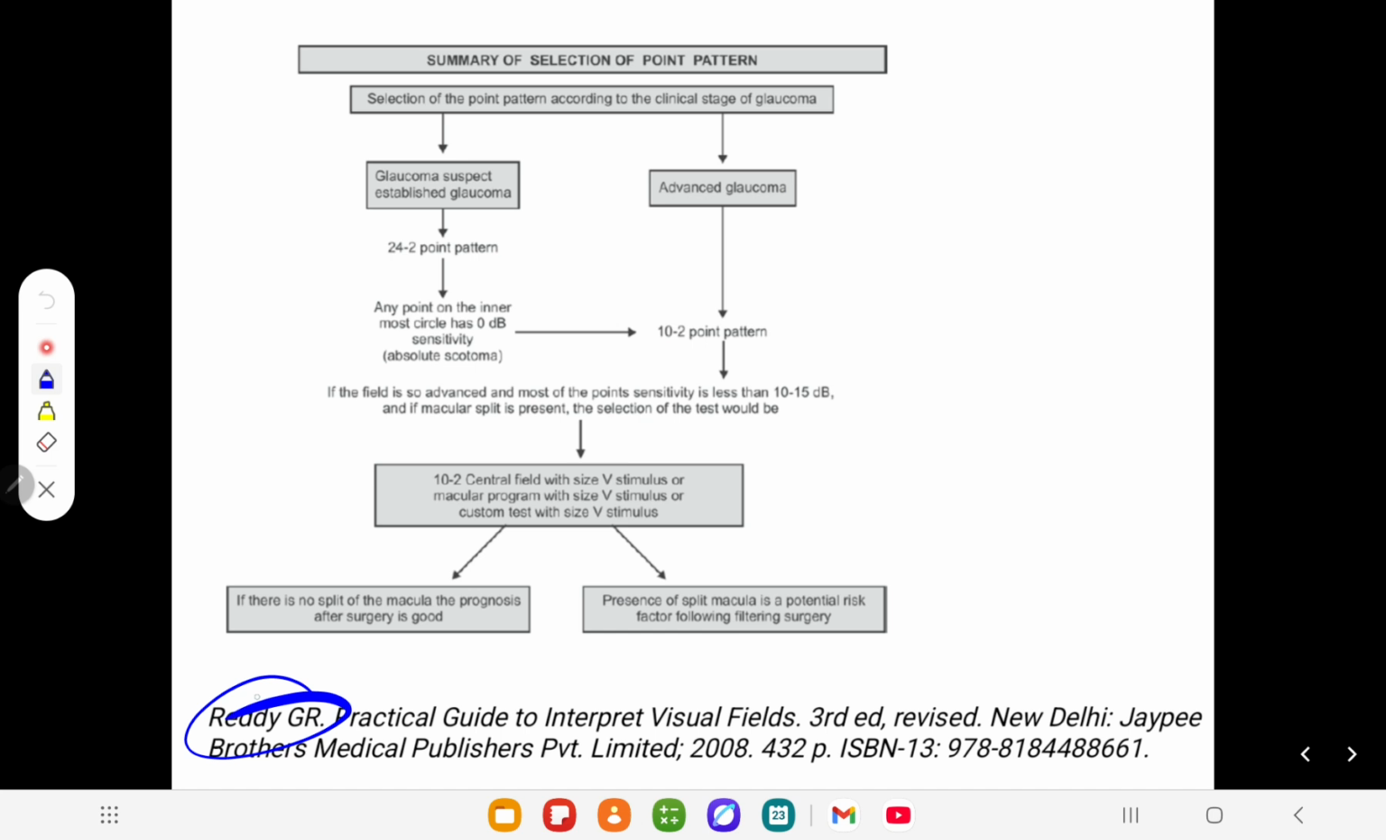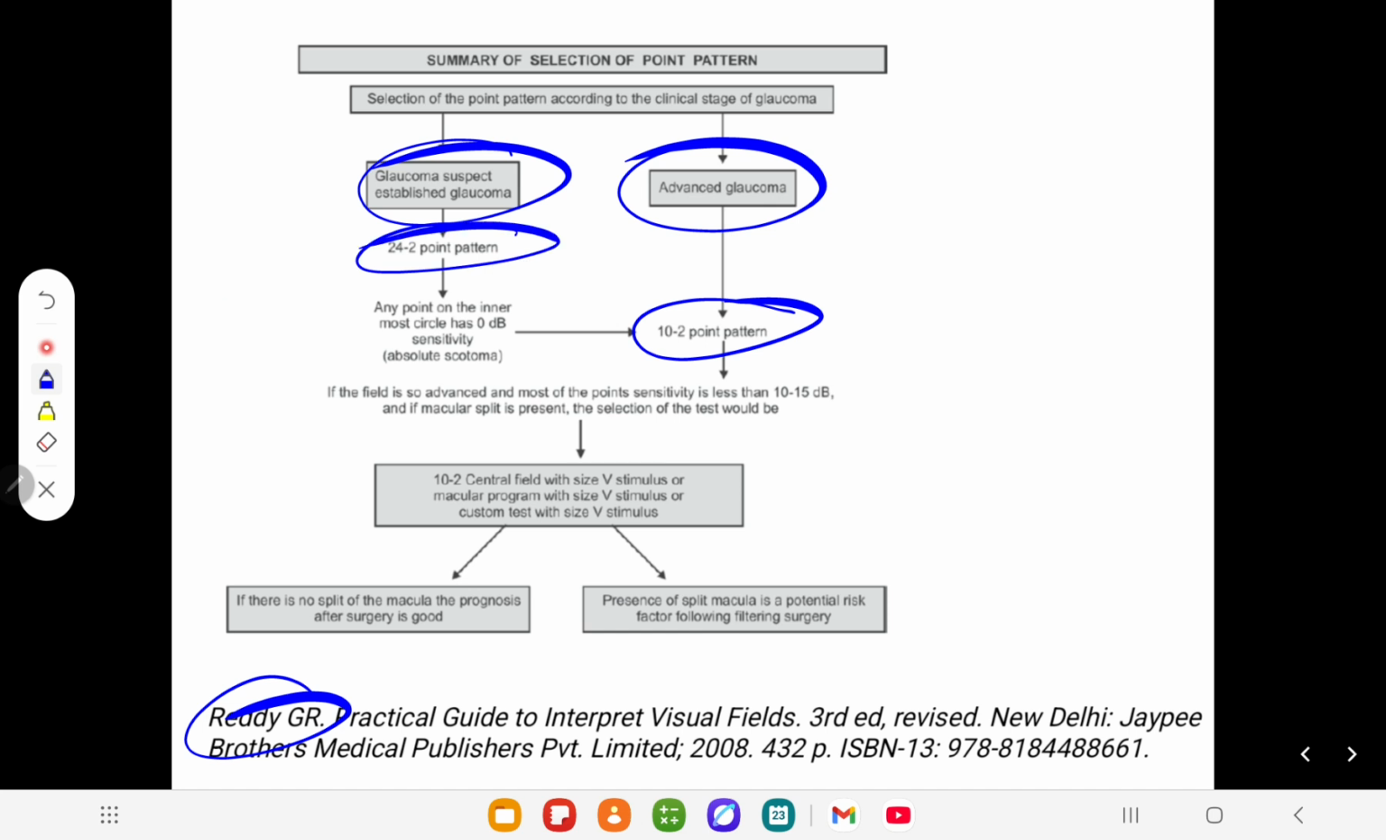So this is again from GR Reddy, that summary of selection pattern. See, selection of the point pattern according to the clinical stage of glaucoma. If there is advanced glaucoma, you don't think about 30-2, 24-2, you directly go to 10-2 point. Or if there is glaucoma suspect or established glaucoma, then you will take 24-2, and sometimes people take 30-2 also. We will definitely delve into it in the next slide why 24-2 is our choice in our case. But yes, 30-2 can also be done.